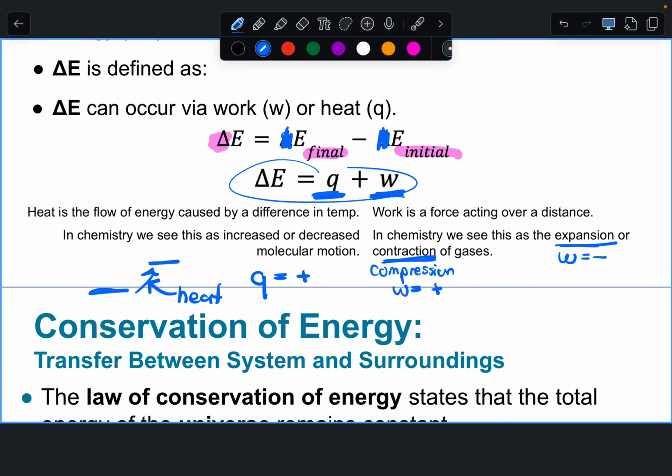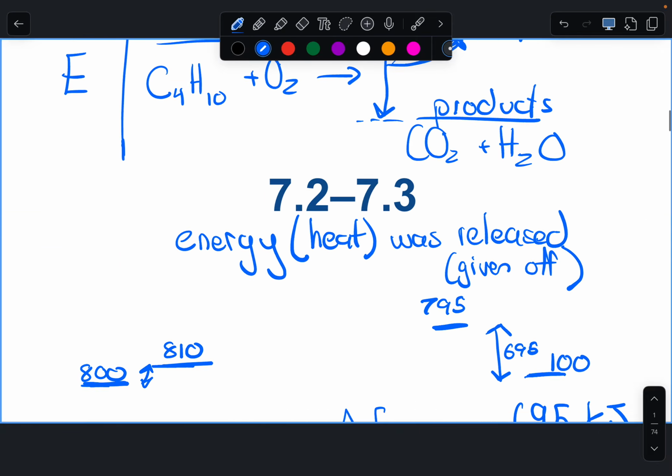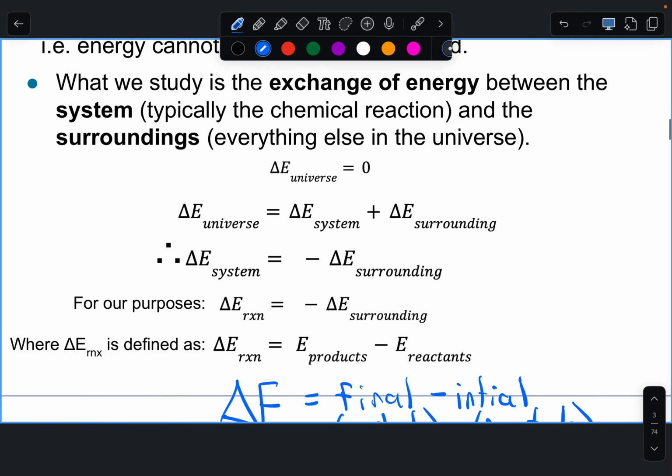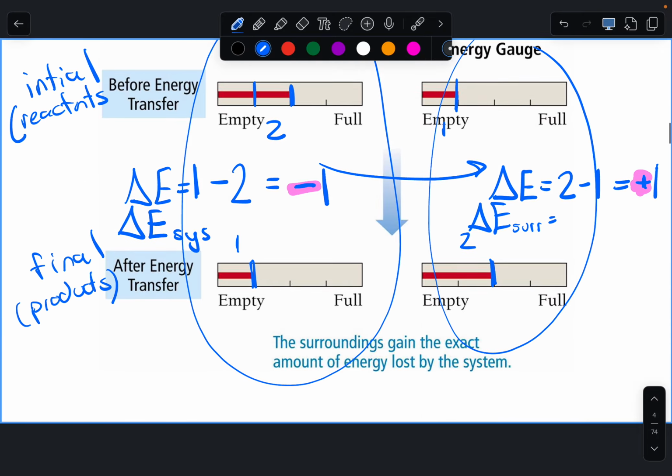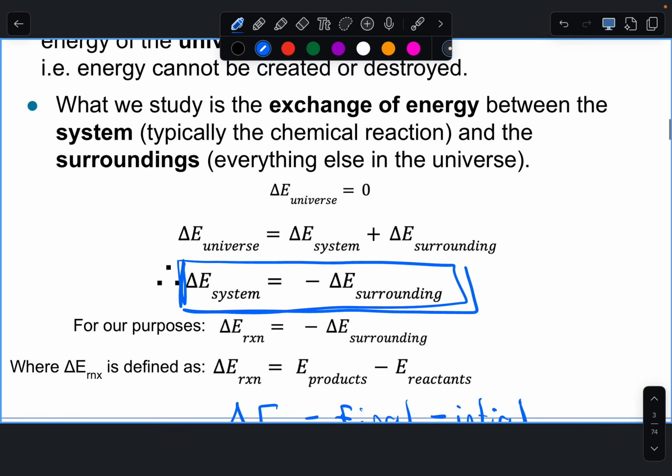Okay? And this brings up our next kind of big point, which is this exchange between the system and the surroundings. Now, I want to hone in on the important part here. We've already talked about this a lot, so I think we need to just hone in on the key point. This says that the change in energy of the system has to be the exact same value as the change in energy of the surroundings, just different signs, right? We showed that they were the same value, they were just different signs.